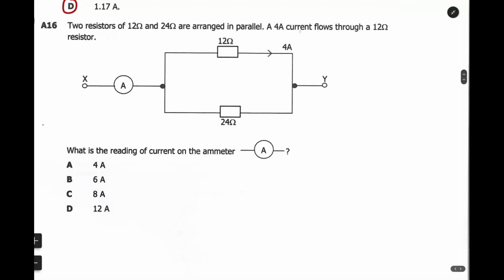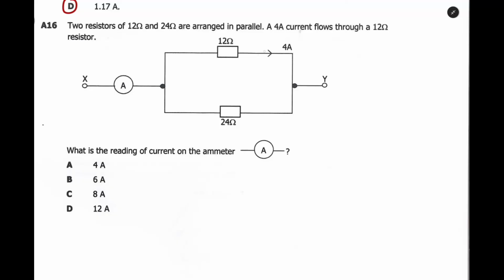Let us look at question 16. Two resistors of 12 ohms and 24 ohms are arranged in parallel. A 4 amps current flows through the 12 ohms resistor.